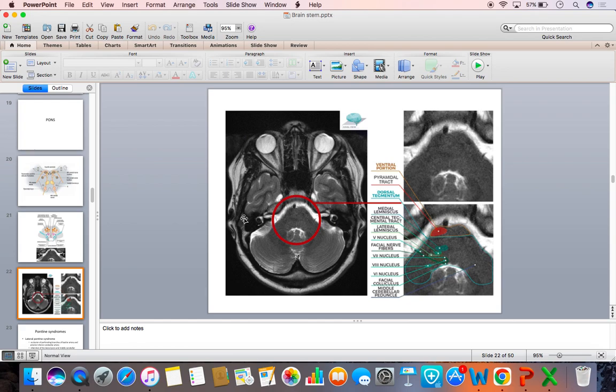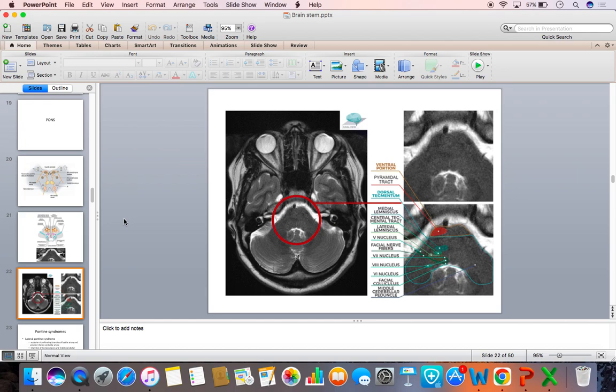What is the blood supply of the pons? The pons receives its blood supply through branches of the basilar artery. They are the paramedial branches and the perforating branches of the superior cerebellar artery, and also some branches from the anterior inferior cerebellar artery.